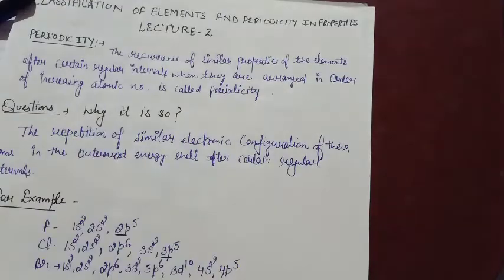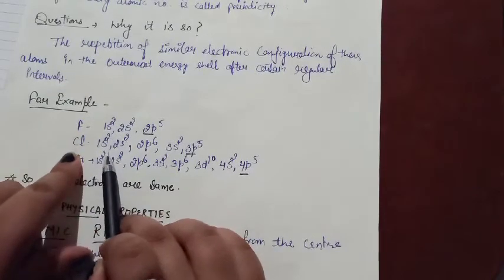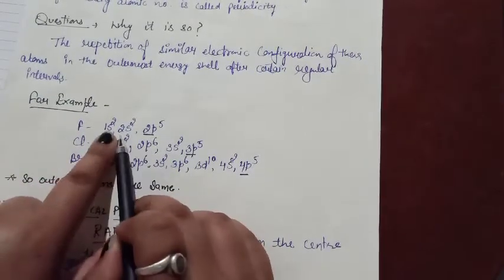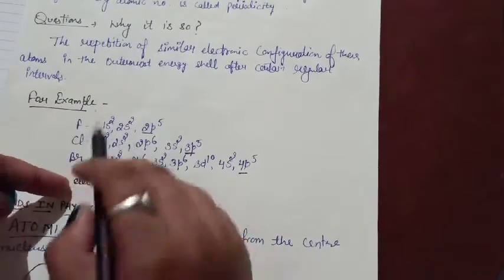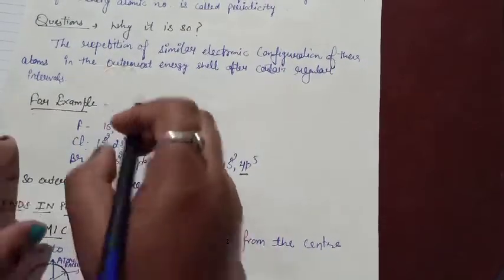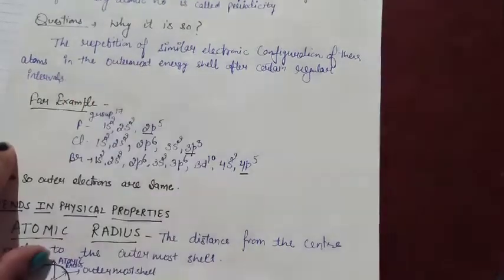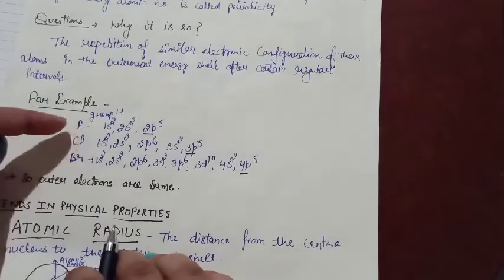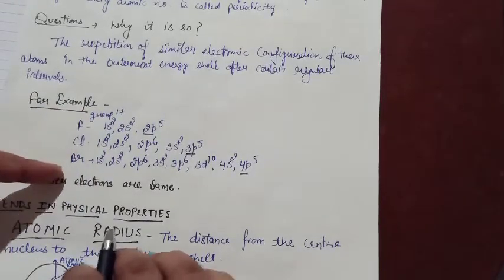Then the next question is why periodicity is there, why the repetition of properties occurs. The answer is, see this example: fluorine, chlorine, bromine. When you write their electronic configuration, they are all members of group 17. They belong to group 17.